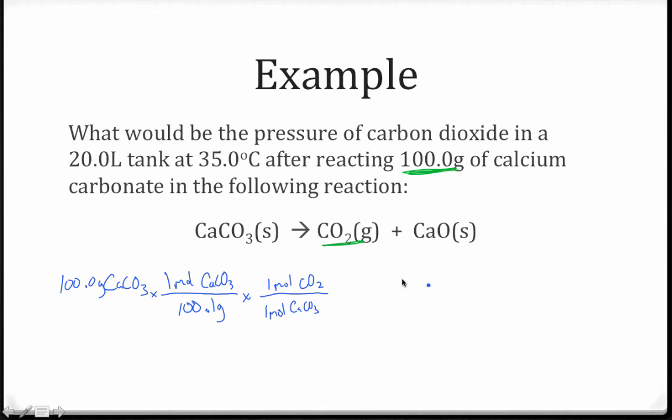Now, normally we'd have other steps to do, but PV equals nRT is going to use moles, and that's the unit we want to stick with. So we're going to stop our conversion here. We'll put this into our calculator, and I think we're going to get an answer very, very close to 1. We're going to get 0.999 moles of carbon dioxide formed.